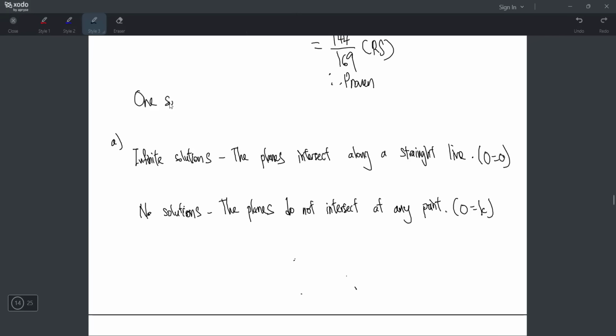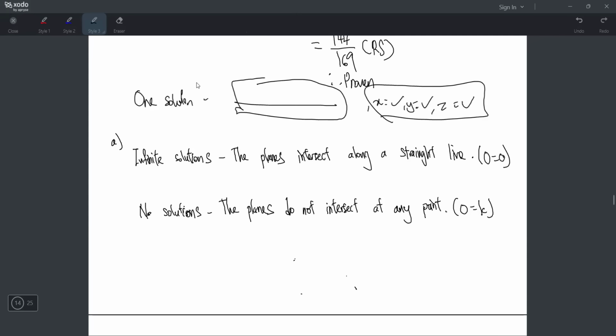One more is called one solution. One solution is when the planes intersect at only one point. But that one you don't have to write because the question never asked, right? And for one solution, you end up with one answer for x, one for y, one for z. And most of the questions they ask must have an answer.